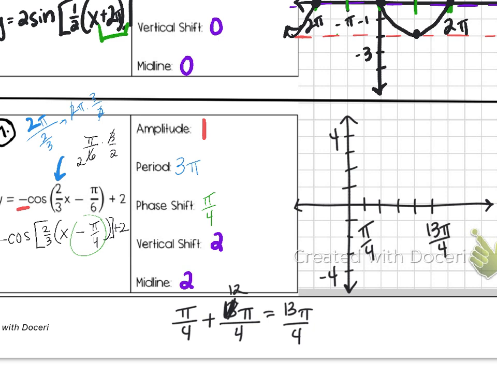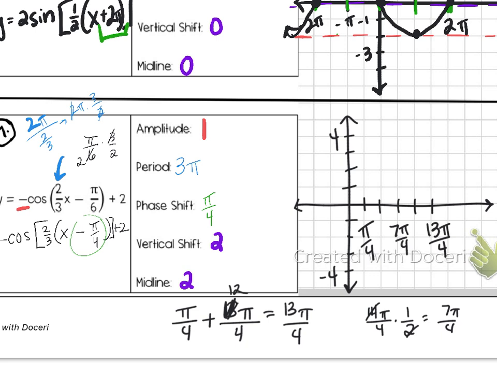Okay, and then to find the midpoint, we're going to average the two of these to find their halfway point. So pi over 4 plus 13 pi over 4 is 14 pi over 4 divided by 2, copy dot flop, gives us 7 pi over 4. That's our 7 pi over 4.